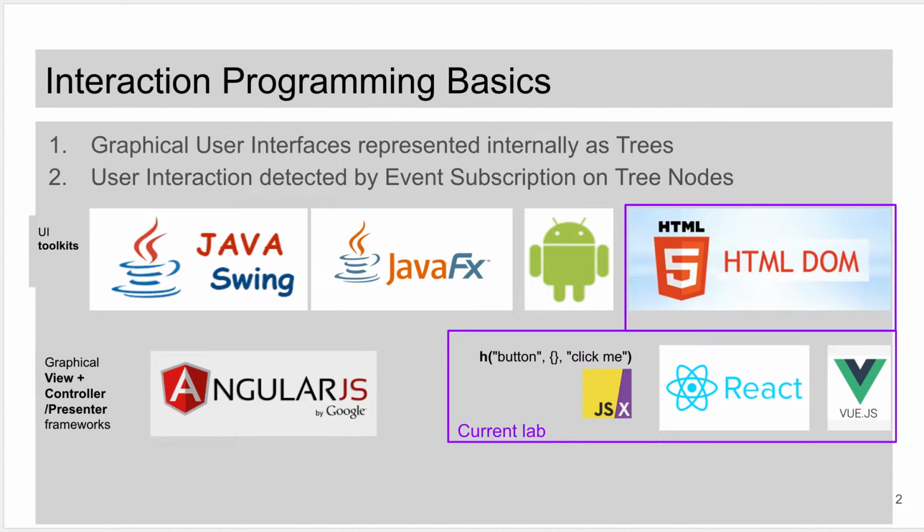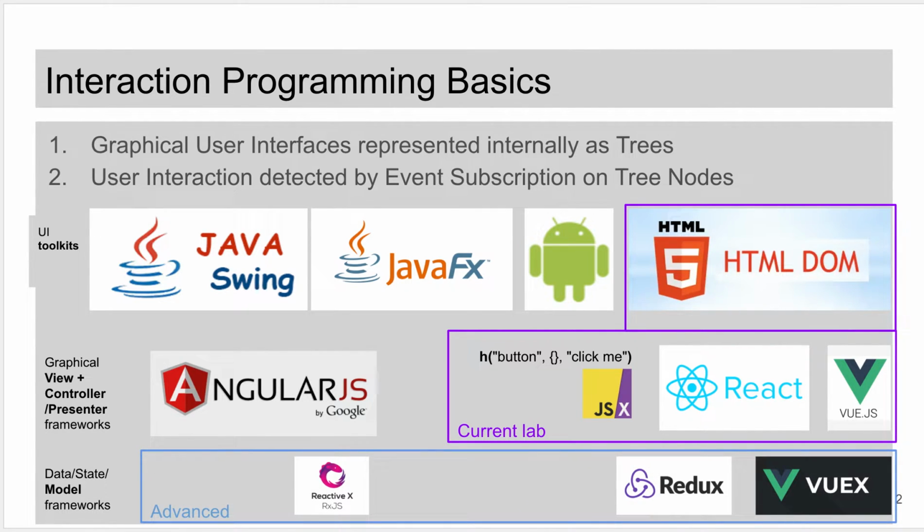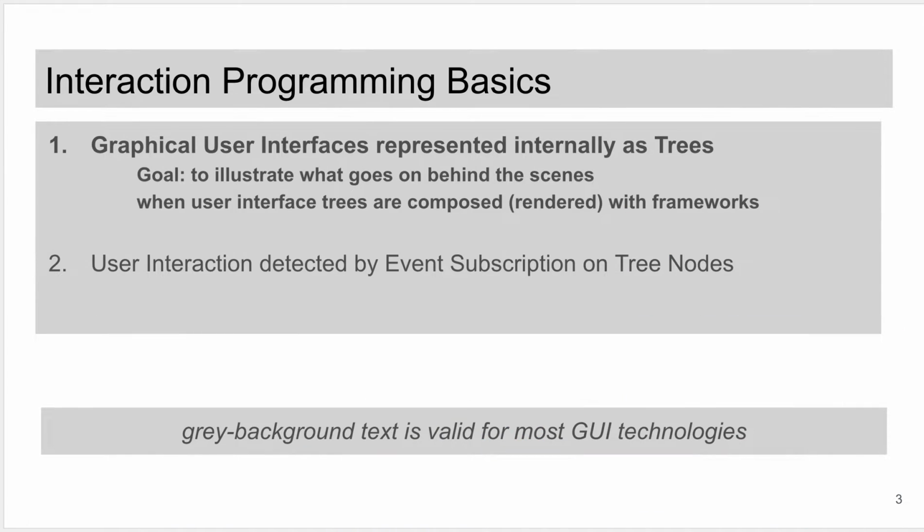In the current lab, we use JSX and hyperscript for DOM rendering with React and Vue frameworks. Also interesting are these non-graphical libraries for managing interactive application state. You can work with any of them in advanced labs for bonus points. In this presentation, we will be focusing on the first principle, the trees. Most of the notions introduced here are valid in interaction programming in general or have a correspondent in other UI technologies. The most important ones, such as the trees, have a gray background.